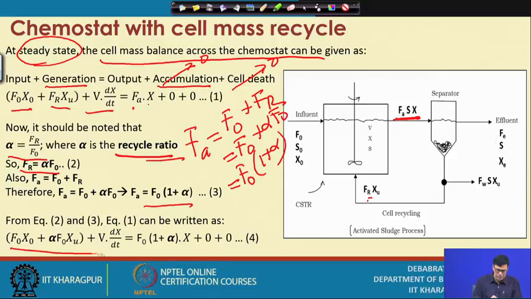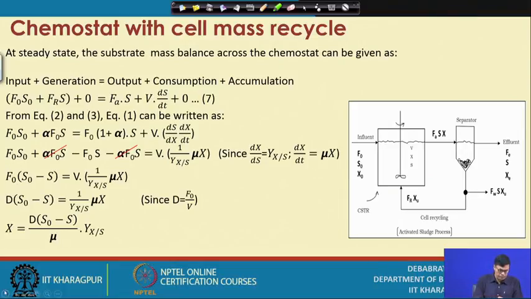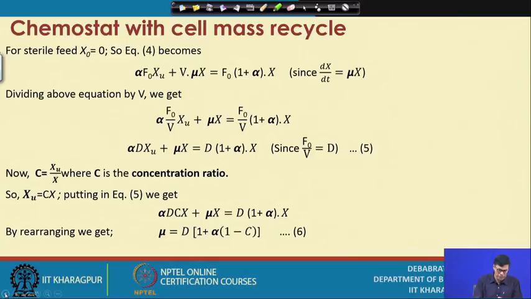Now this equation can be modified in this form. We have F0 into X0, Fr equal to alpha into F0 into Xu, and this we can modify as F0 into 1 plus alpha into X. Now the previous equation was like this, with alpha into F0, and because we considered X0 equal to 0, the first term we can neglect. Now we can divide both sides by V, and F0 by V is what? The dilution rate D. So we can modify it in this form.